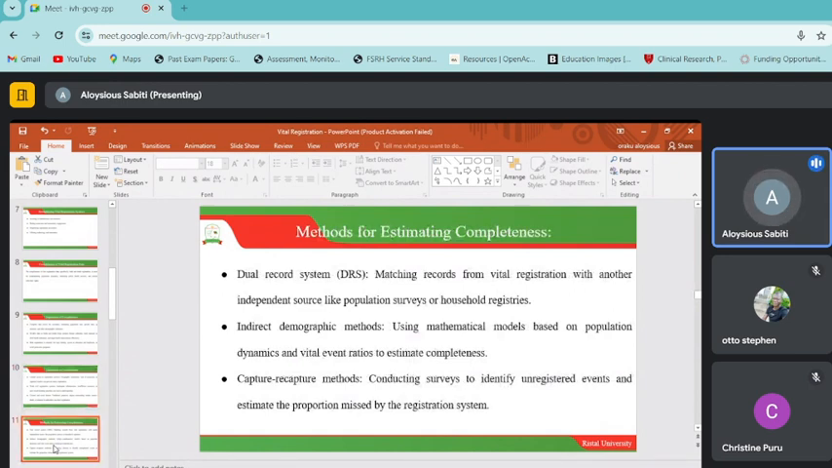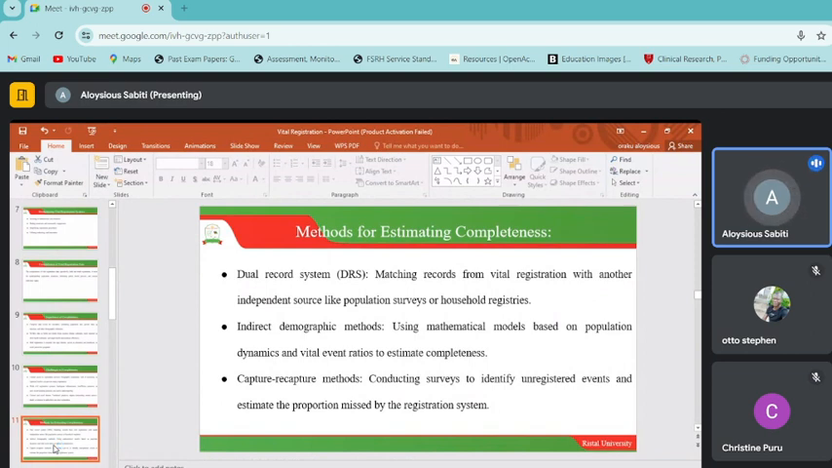What are some of the methods for estimating completeness? One is what we call the dual record system, where we match records from vital registration with another independent source, like population surveys or household registries. So dual just comes from dual means two. So here we are matching two or more records. You have your vital statistics record, but also you have another population data source, such as a survey or household registry, to understand what the differences are. So then you can estimate the level of completeness.